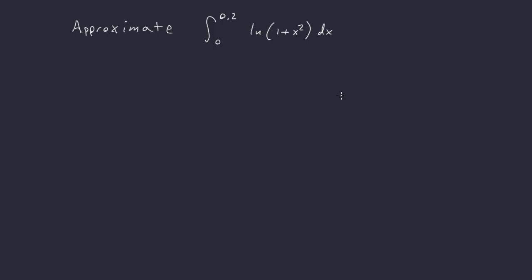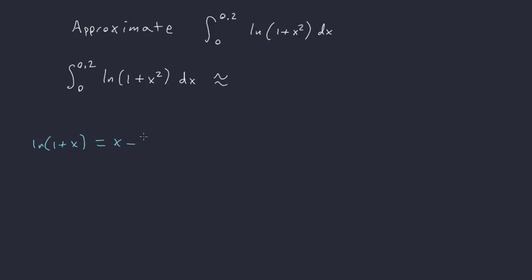All right, so let's look at another one. Let's approximate the definite integral from 0 to 0.2 of the natural log of 1 plus x squared dx. So this is another one that we would really struggle to integrate by hand. In fact, it might not even have an integral rule. However, we do have the series representation. Okay, so down here, I'll write what we did last time. We got this series for the natural log.